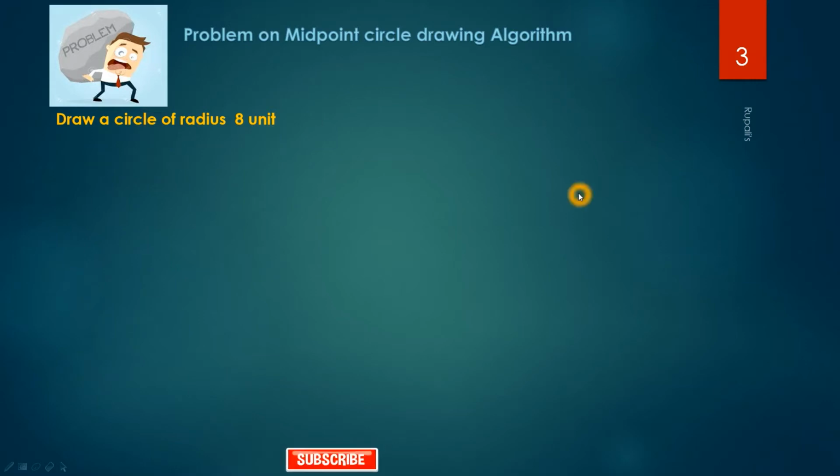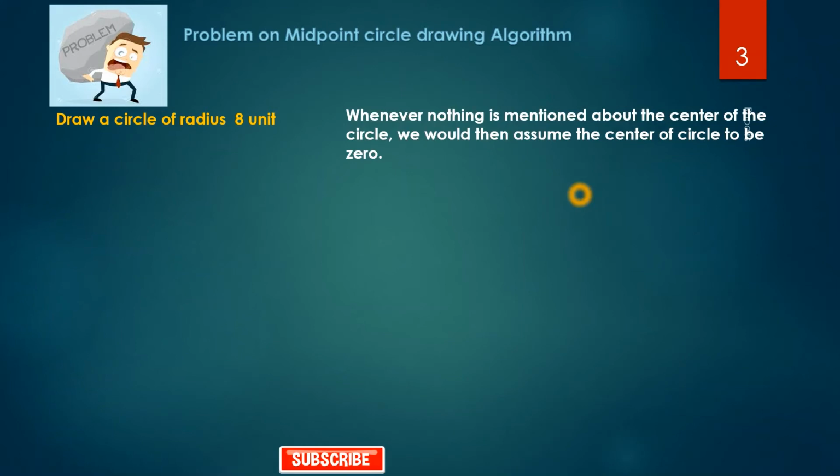Here, because the center of the circle is not mentioned, whenever nothing is mentioned about the center of the circle, we assume the center of the circle to be the origin. So the coordinate of the center of the circle is 0, 0.